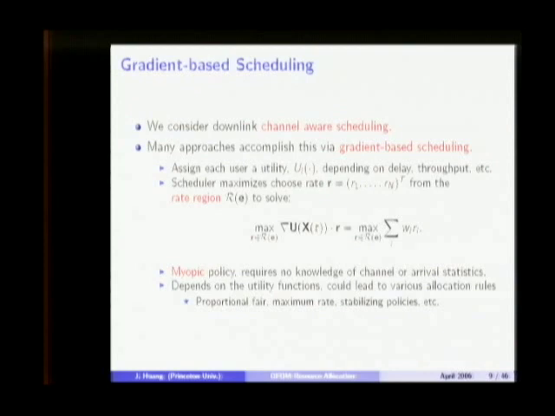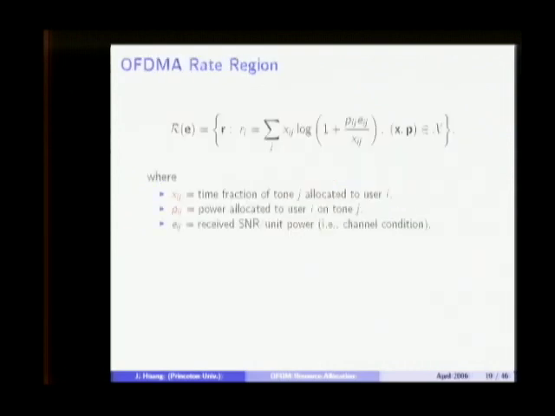So as we can see, this is actually a myopic scheduling policy because it requires no knowledge of the channel statistics or the arrival traffic statistics, and only focuses on the current channel. Depending on the utility you assign, it could correspond to different kinds of allocations, for example proportional fair, maximum rate, or stabilizing policy. Here I only consider this generic form and see how to solve this problem in the OFDMA setting.